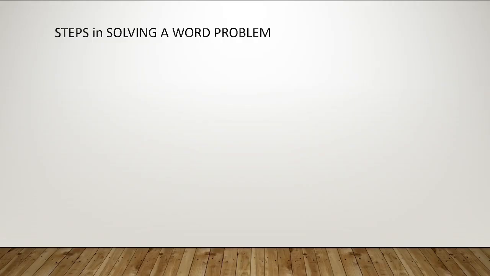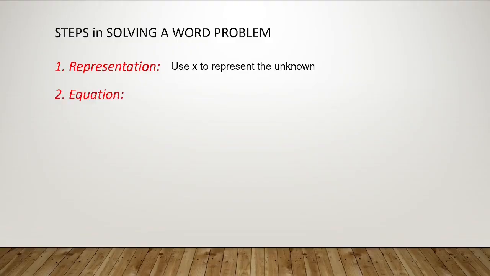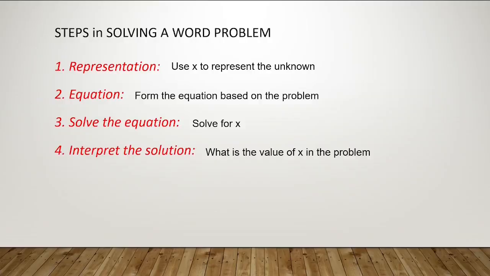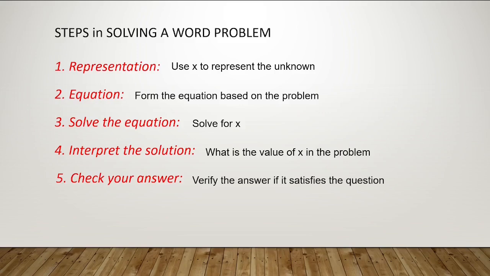Based on the previous problem, these are the steps in solving a word problem. We start with representation. We use x to represent the unknown, and then followed by equation. Form the equation based on the problem, and then solve the equation. Interpret the solution. What is the value of x in the problem? And then check your answer, verify if it satisfies the equation.